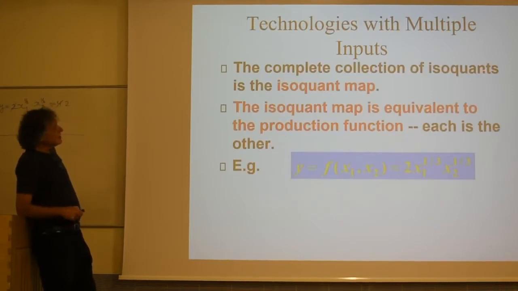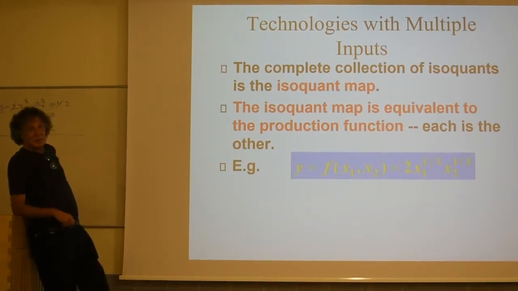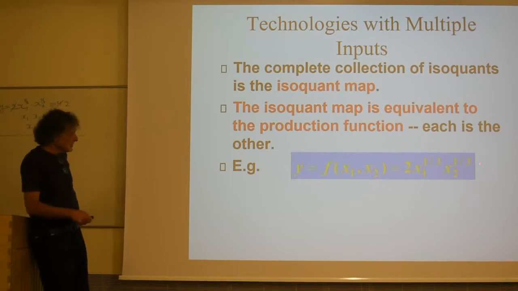The complete collection of isoquants is the isoquant map. Not that we use this too much, but that's the definition. This isoquant map is equivalent to the production function. Each is the other. You give me the production function, I can tell you each one. I put here equals 4, equals 6, equals 8, equals whatever you want. I can find the curve, the isoquant. You give me all the isoquants, I can derive the function itself, y equals this.